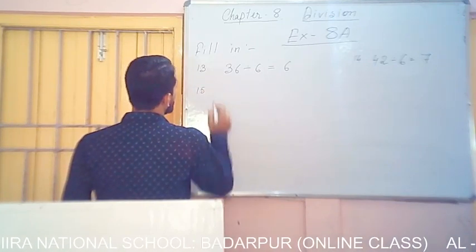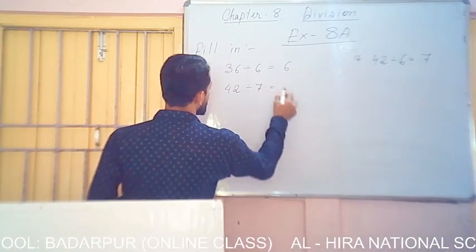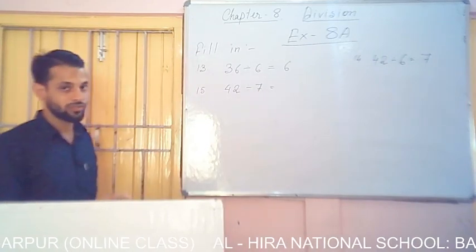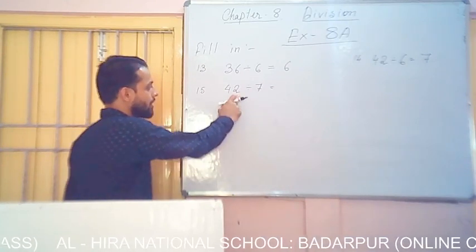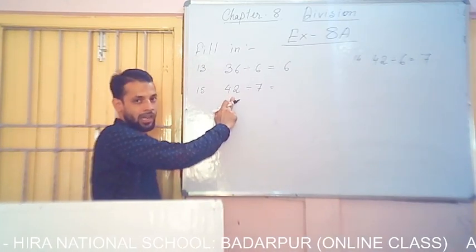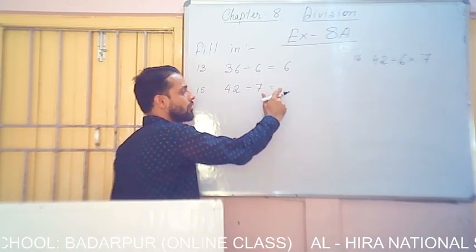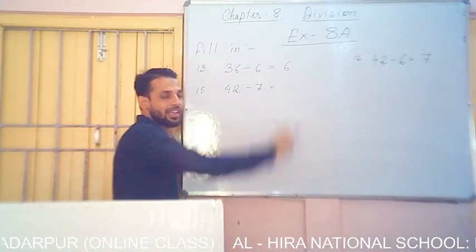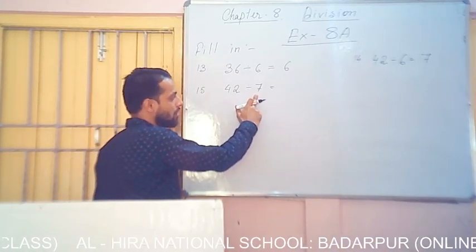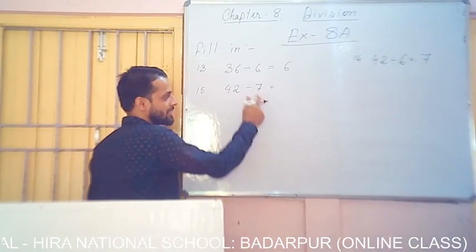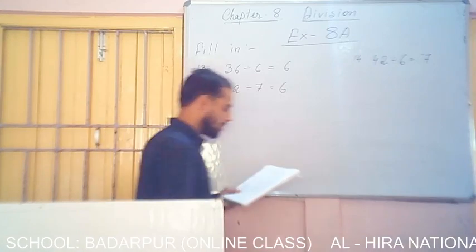Now question number 15 is what? 42 divided by 7. So we have to divide this number. This 42 is called the dividend and this 7 is the divisor. The number which we are going to find, which we are going to write here, is the quotient. So here we have to follow the 7 table. 7 6s are 42.